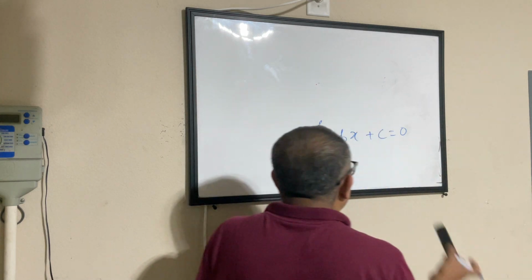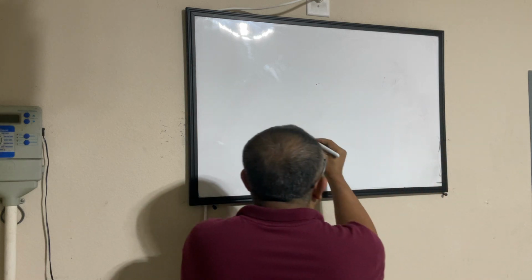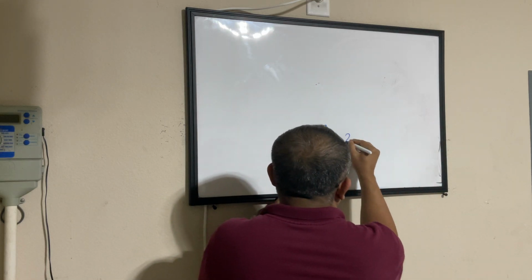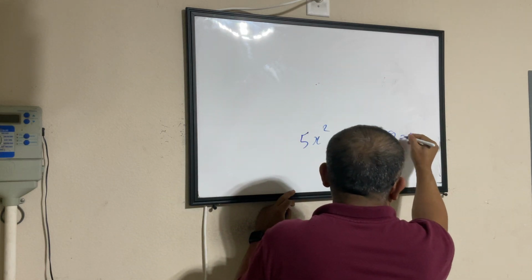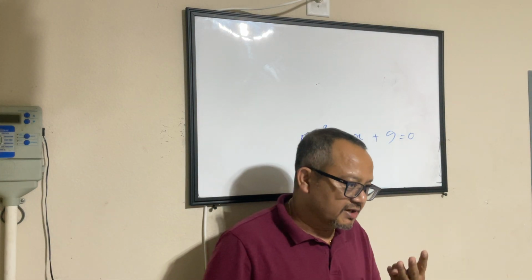Now, if I ever look at solving any quadratic equation, let's say 5x squared plus 2x plus 9 equal to 0, and I say solve it for x, you guys have three methods for solving it.